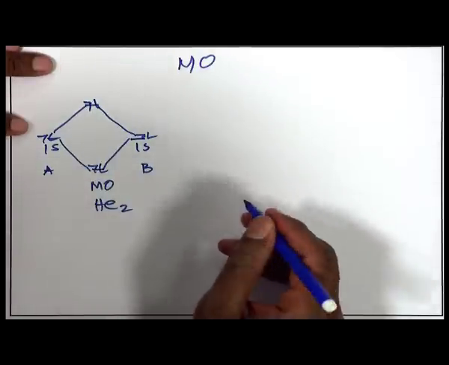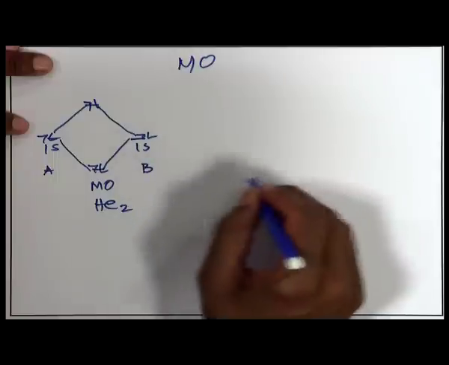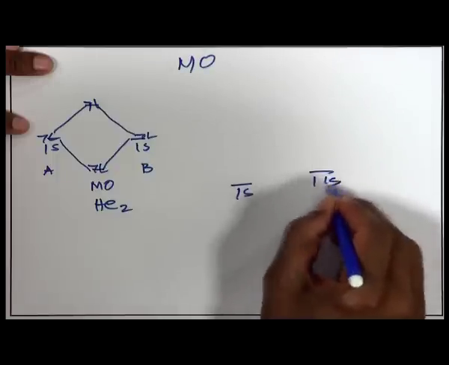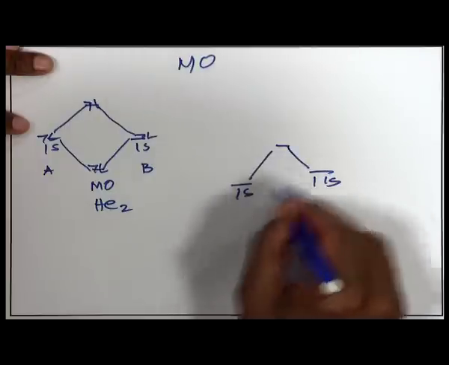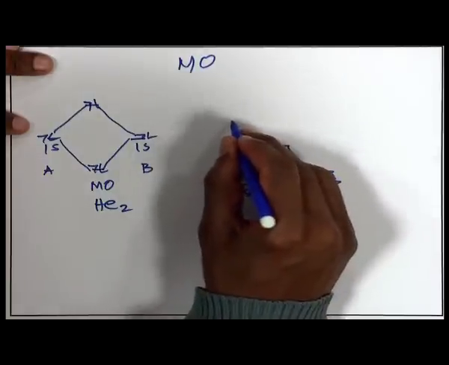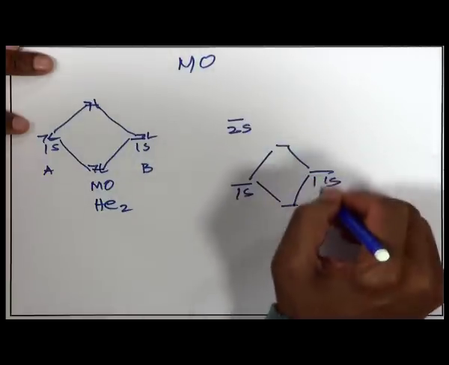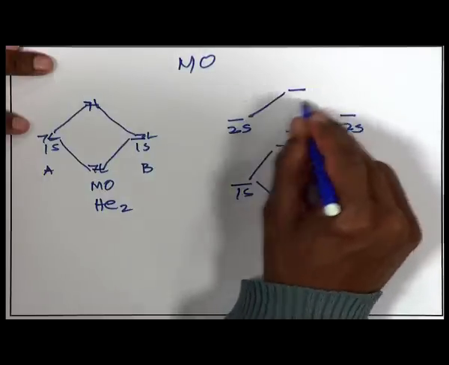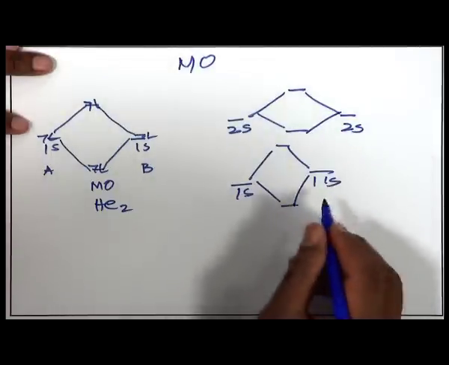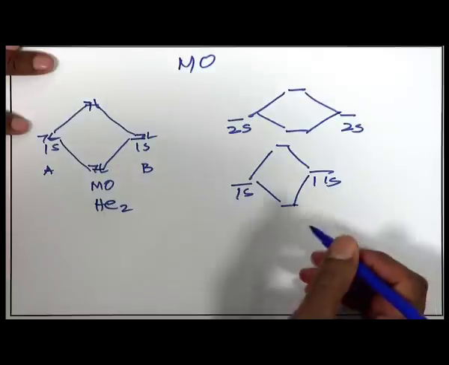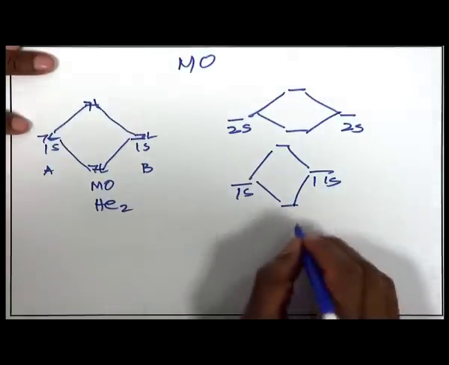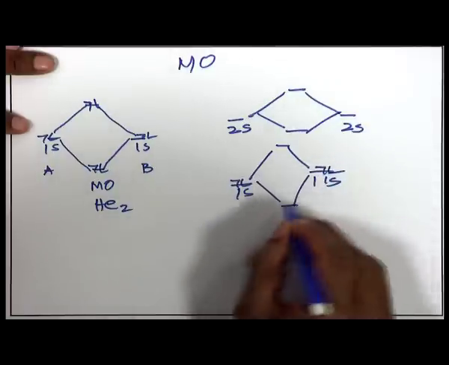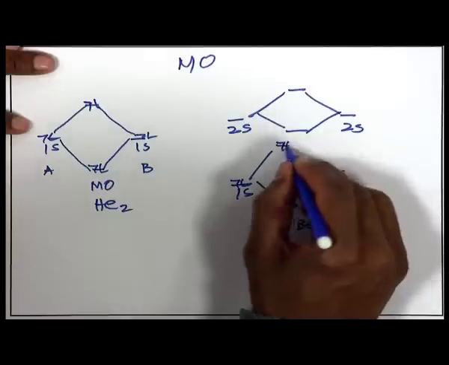In the same way, if you have 1s orbitals, they interact and give molecular orbitals of this diagram, and if you have 2s orbitals after 1s, they also interact with each other and you will get an MO diagram like that. After helium you have lithium, Li2, and then beryllium, Be2. Here you have 2 electrons, and here 2 electrons; both of them will go here and here.